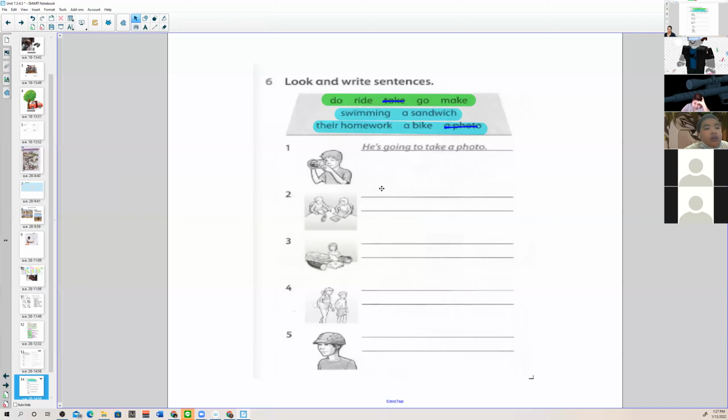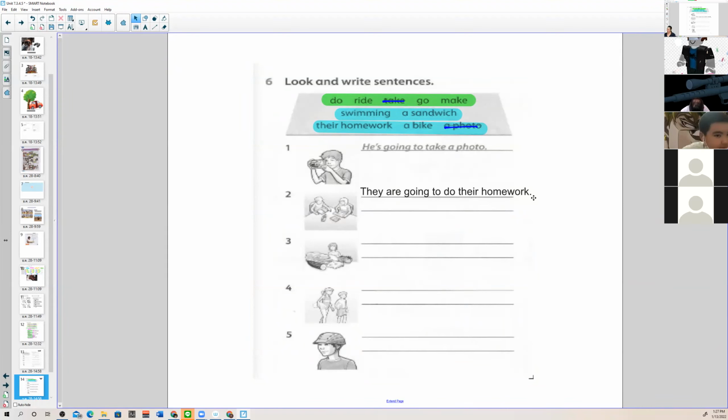They're going to do their homework. Make sure you write they following with are. They are going to do their homework. And don't forget the full stop.